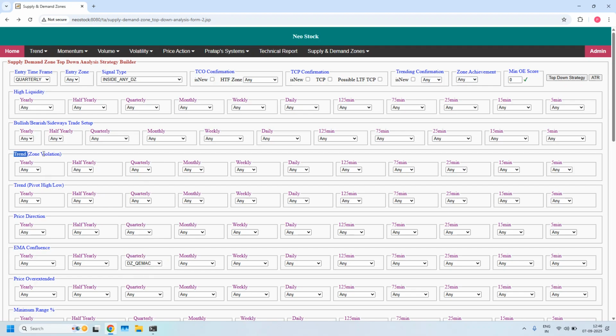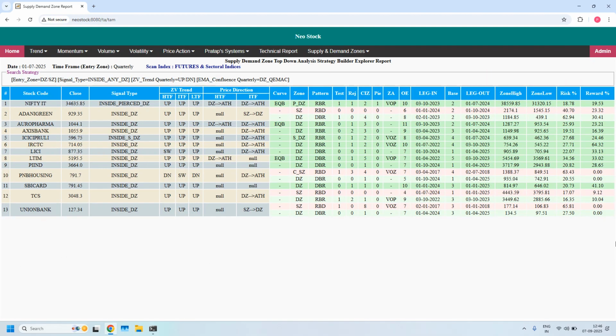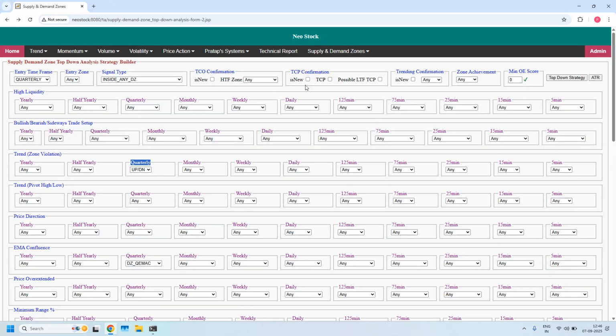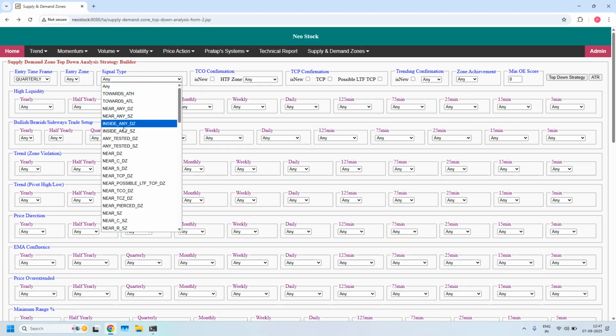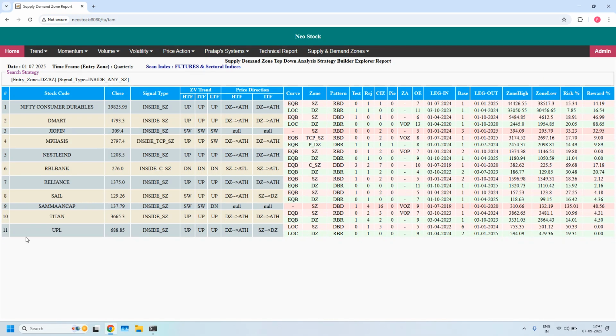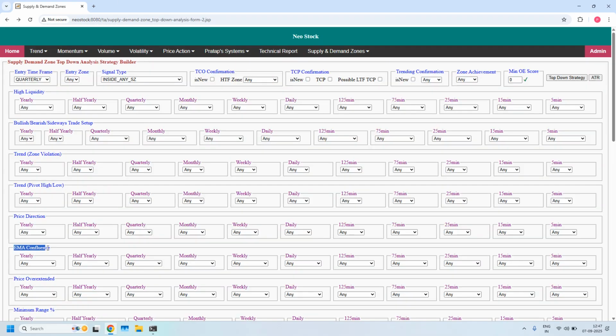At the same time, trend on the quarterly should not be sideways. It can be up or down trend. So we got 13 stocks. Next, price closed inside the quarterly supply zone. We got 11 stocks. Let us further filter based on quarterly supply zone having quarterly EMA confluence.